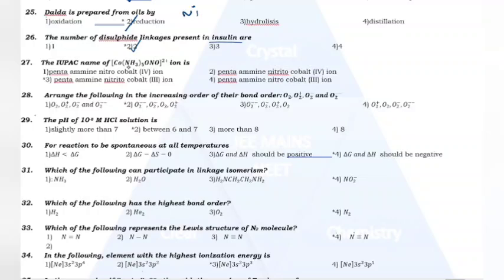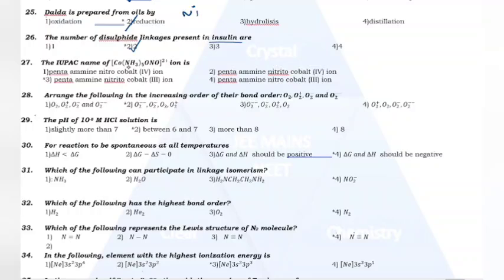Next, arrange the following in the increasing order of their bond orders: O2, O2 plus, O2 minus, and O2 2 minus. Especially in case of O2, it's very easy to calculate the bond order. There is a shortcut. Let me discuss that. So O2 means O double bond O. We know already the bond order is 2. And if we consider O2 plus, as there is a plus, its bond order is 2 plus 0.5.